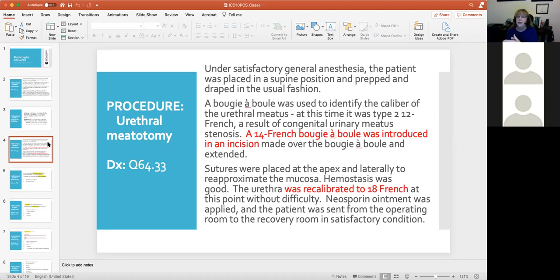So we know general anesthesia. So we know that this is which section of the PCS book? That's in medical surgical. Very good.